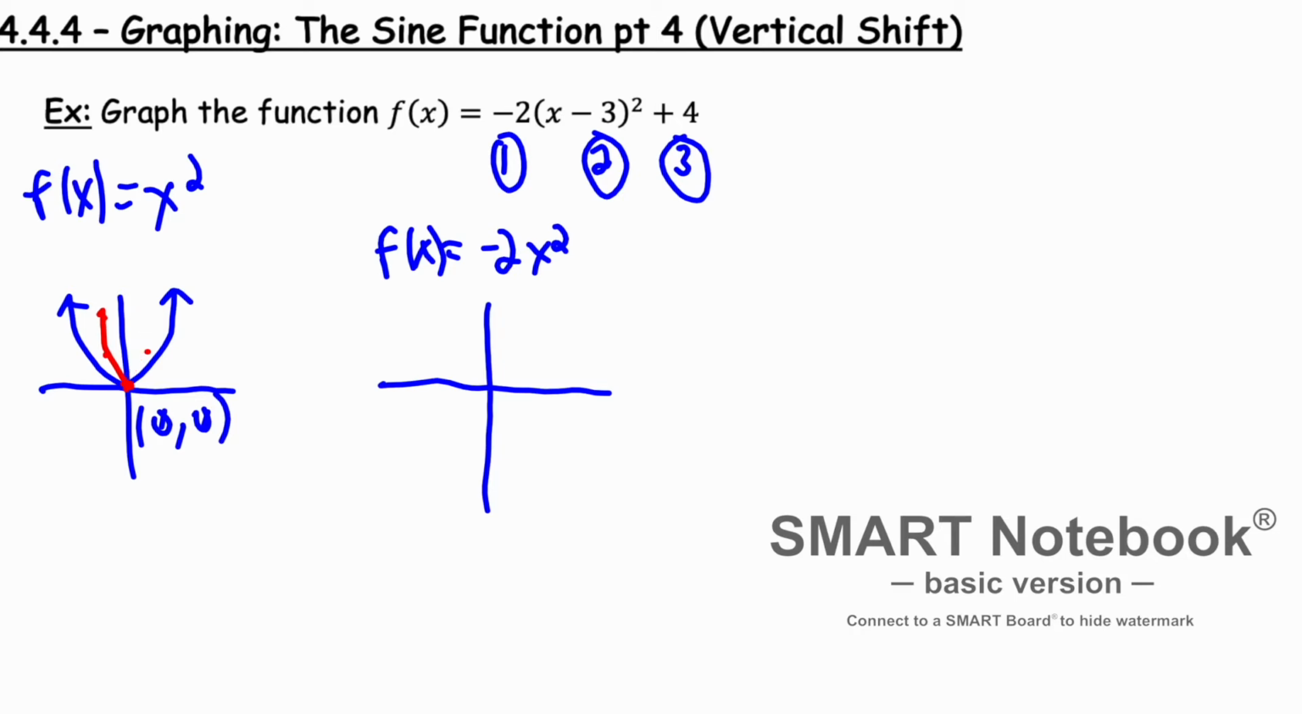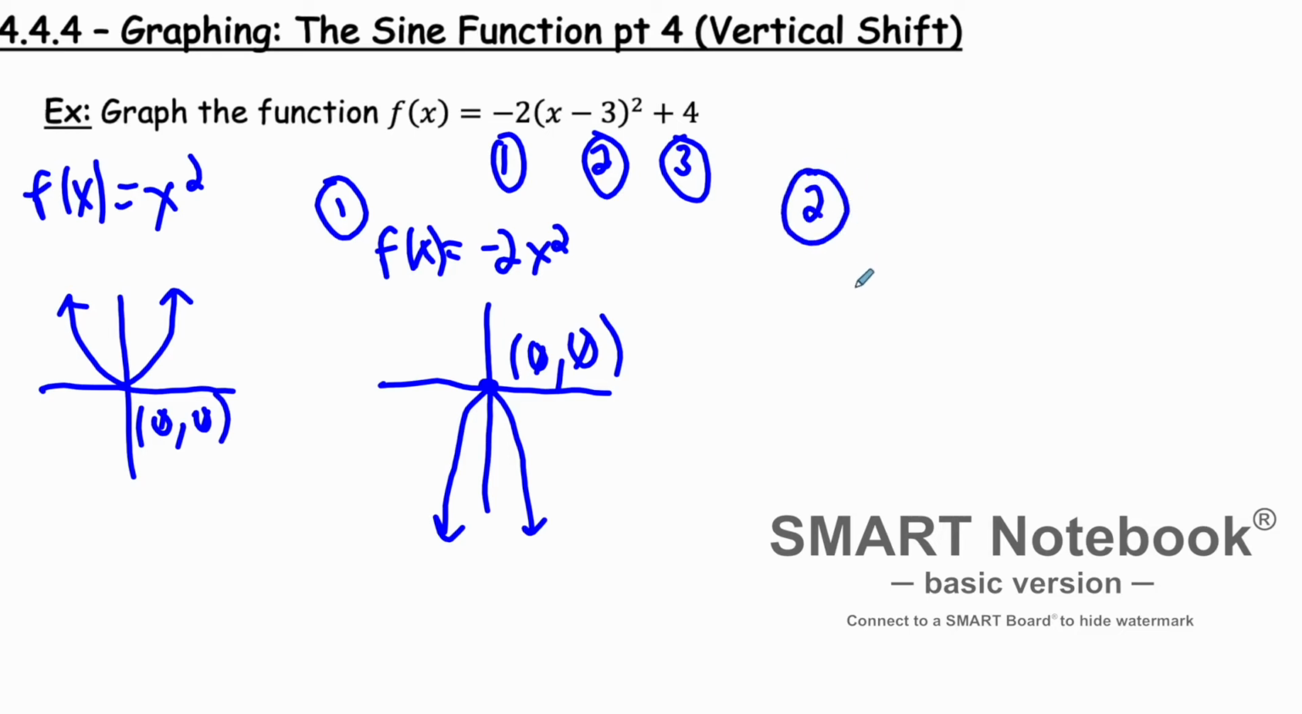Now let me just back up here for a second and do our graph on the next coordinate plane. Again, 0, 0 is going to stay right there at 0, 0 because 0 times -2 is still 0. So my point that I'm tracking is still 0, 0. But like I said, the negative is going to flip it down and the 2 is going to make it skinnier. So that is what our graph looks like for number 1.